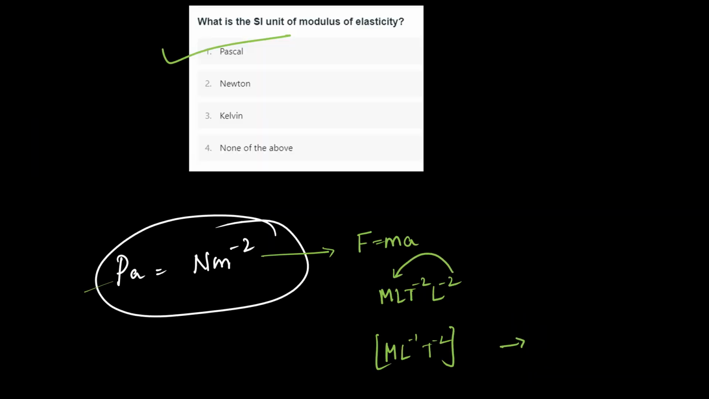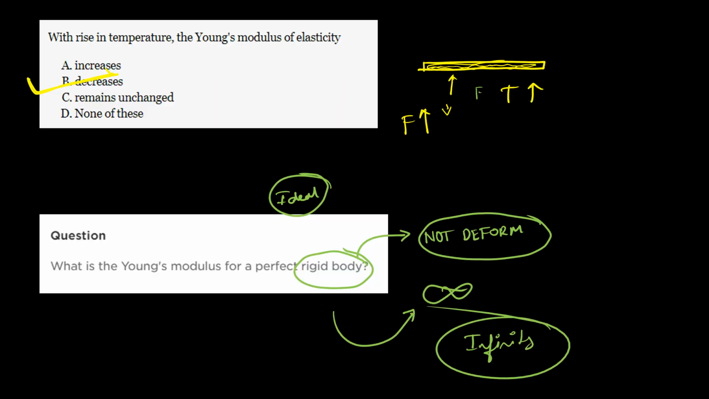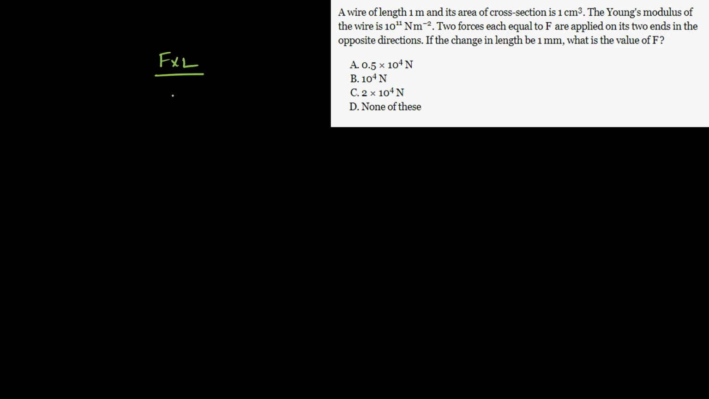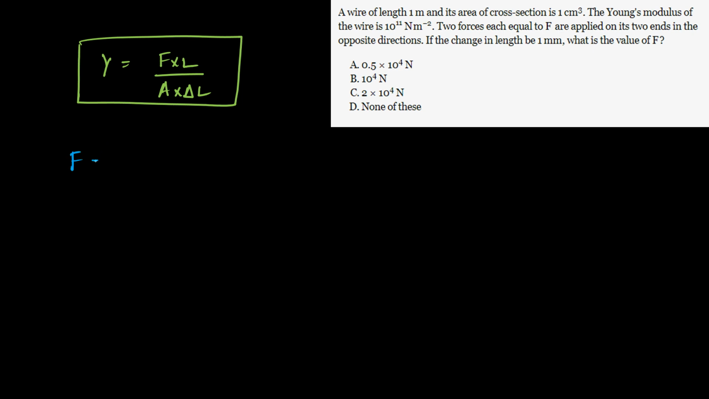From Young's modulus. What is your Young's modulus given by? Young's modulus is given by Y equal to FL divided by A multiplied by delta L. Yes, this is your Young's modulus. Agree? Now plug in the values, you should be getting your answer. Now how can you write F? F can be written as Y multiplied by A multiplied by delta L, divided by L.